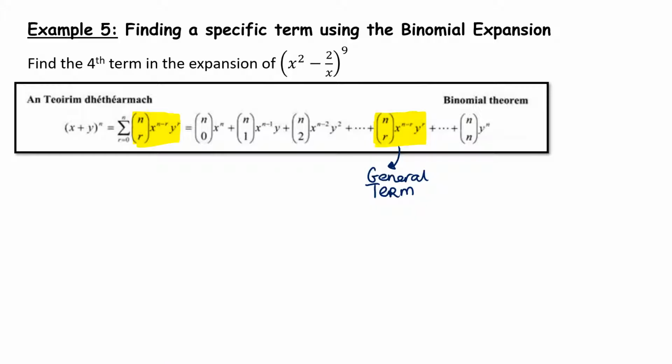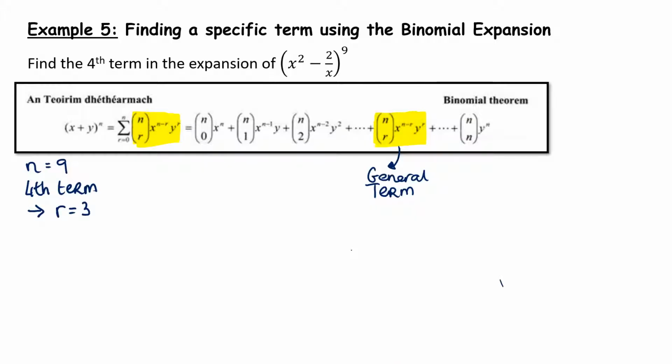So in this case, I want the fourth term. The first thing I need to identify are my letters. So I know I have n equals 9. That's my power. The second thing I want to identify is my r. It's the bottom. So it's n choose r. So my fourth term, bearing in mind that my first term starts at n choose 0, second n choose 1, this is going to be n choose 3. So fourth term, we know that means r equals 3.